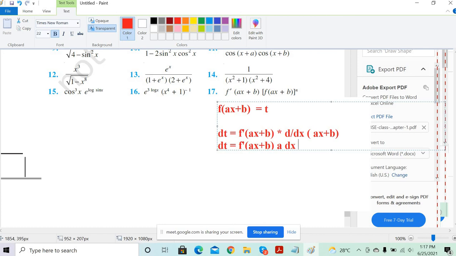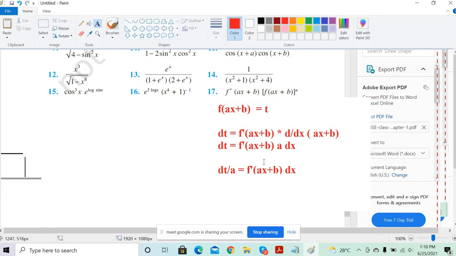Correct? Right? Okay. So now dt by dx will be a times f dash. So dx will be equal to, that we already got this part. So dt by a will be equal to f dash of ax plus b dx. Is it okay? So f dash of ax plus b is already given to you. Correct?